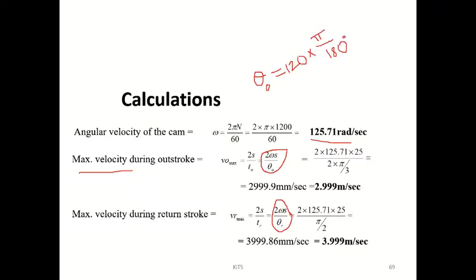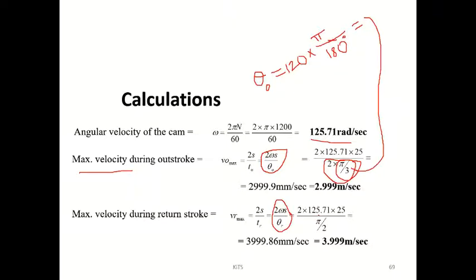You will get some value, and you have to write the value here. If you divide, I think you will get pi by 3. No, 2 pi by 3. You will get 2 pi by 3. That's what they have written here, 2 pi by 3.